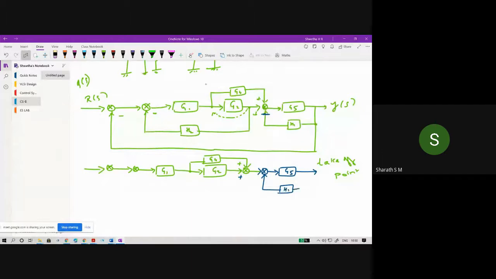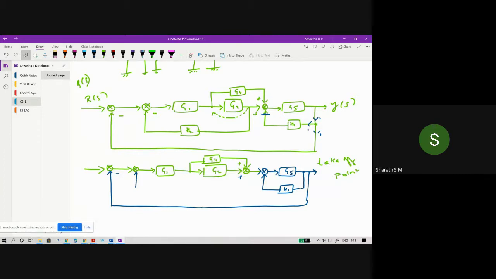And here we have an H1. Here we have a signal as 1, here also a signal as 1, and here also a signal as 1, so I'm going to split that also. What's the alteration we need to do here? For a takeoff point, we need to shift from right to left. Either we need to do the multiplication or division of this particular block.